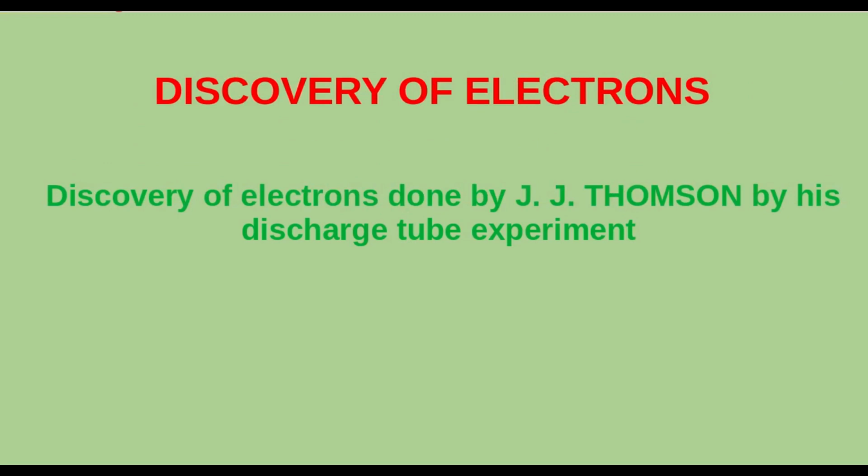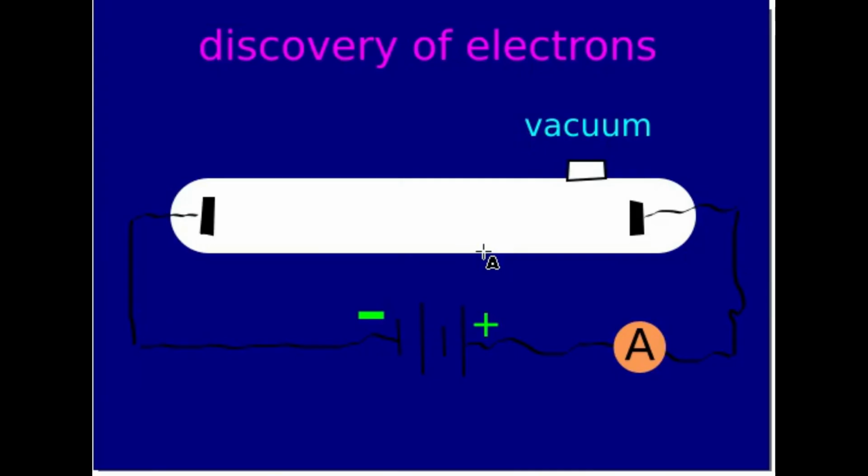First, the discovery of electrons. The discovery of electrons was done by J.J. Thomson by his discharge tube experiment.